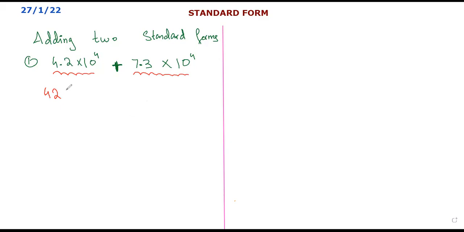42 lakh. For 5 zeros. No, we have this number: 1, 2, we have 4 here. 4 lakh 20,000. Tell me how many zeros you want me to put.